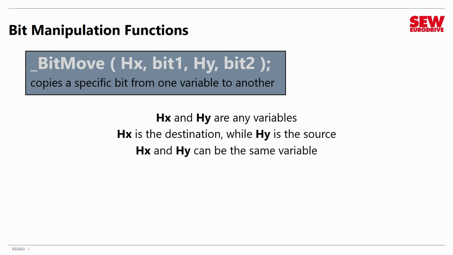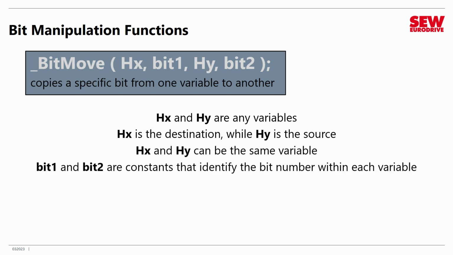And here's something you should be aware of. You can use the same variable for both. In other words, you can copy a bit from one location in a variable somewhere else in the same variable. So if you want to do that, that's perfectly legal. You can just use the same variable name. And bit 1 and bit 2 identify the bit number in each variable. So that will indicate where it comes from in the source, where it's going to in the destination. And again, bit numbers start with 0 and end with 31. So useful little tool.